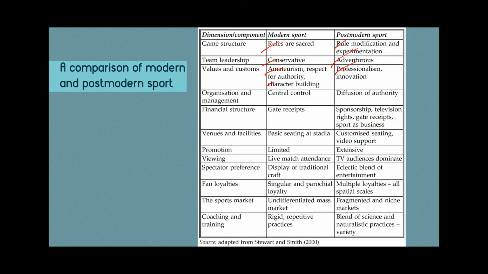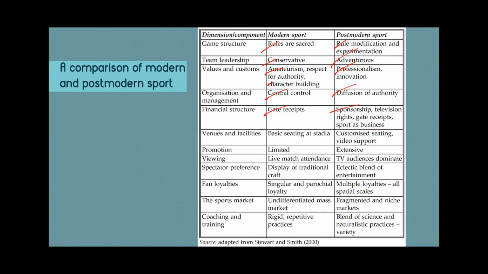So we really want the new sports to become professional sports, and this is what happened to esports and extreme sports. And for organization and management, there's a central control of who says what needs to be done in a given sport. But for postmodern sport, the authority is diffused, so it's actually from the standpoint of where the sport is being held. For financial structure, usually it's gate receipts. So, pagkuha ng manonood. But for postmodern sport, there's more areas wherein you can get financial gains from the sport. It's either sponsorship, television rights, and sport as a business. Sports tourism is also part of it.